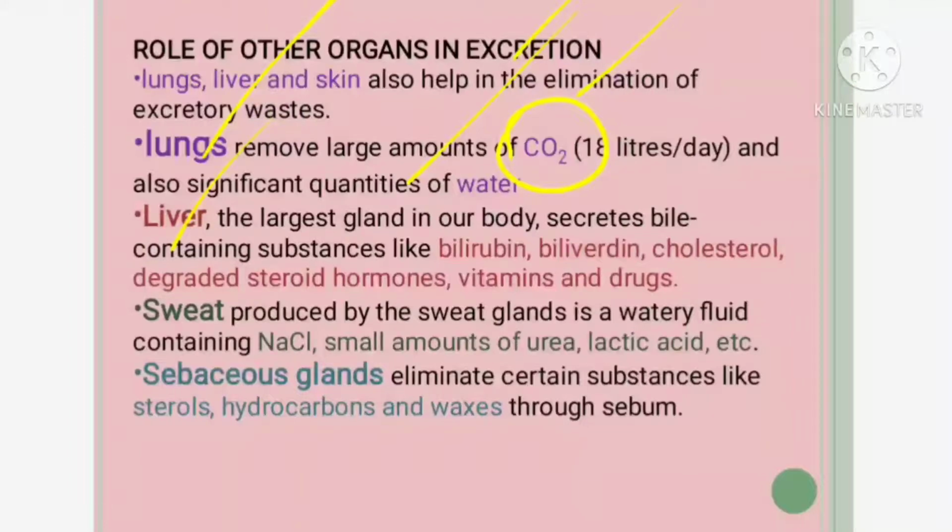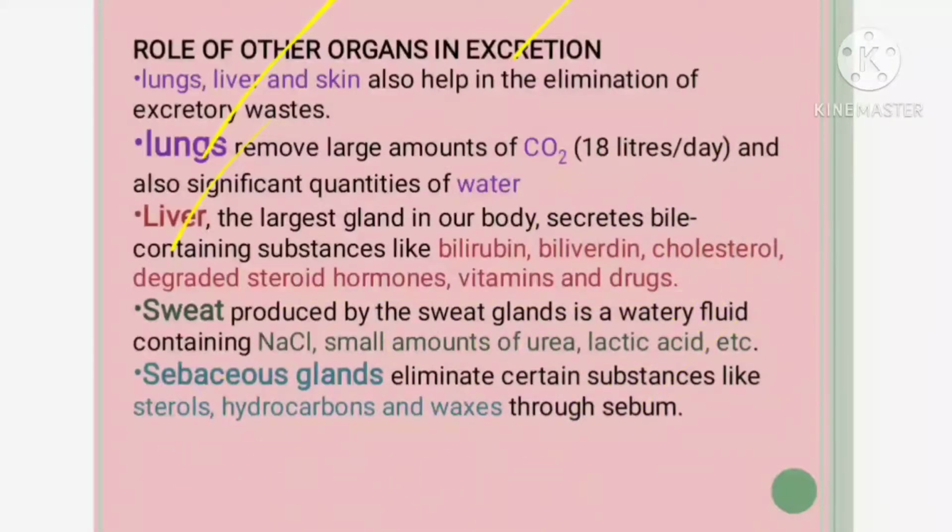The liver is the largest gland. What is produced in the liver? Bile juice. In the liver, red blood cells are broken down and converted into pigments like bilirubin and biliverdin. Extra cholesterol, steroid hormones, vitamins and drugs reaching the liver through the blood are extracted and used in the production of bile juice.